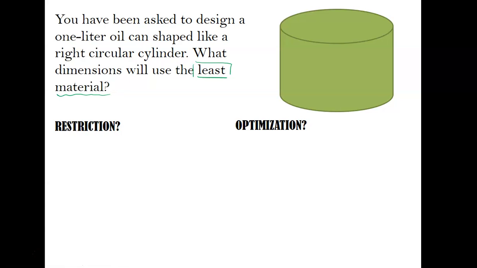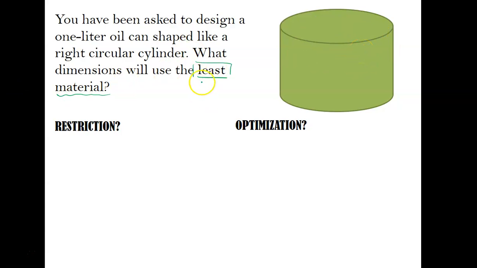So in order to use the least material, I need to think about how my can is built, right? In order to build this can, I need to build a wall around the outside. I need to have a top and I need to have a bottom. Okay, so if I want to use the least material as possible, assuming that the thickness of the can is standard, we're not going to go there, I need to find an equation for the surface area of this can, right? Because that's going to be how much material gets used, right?